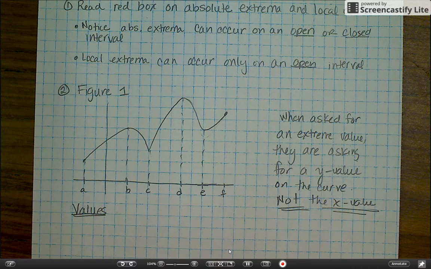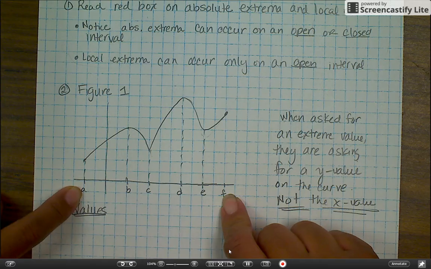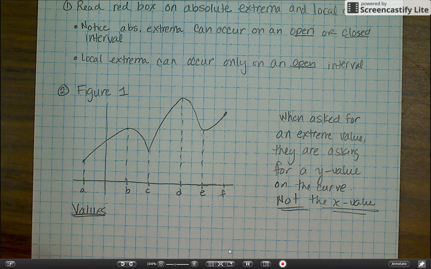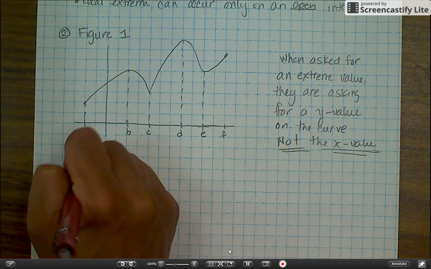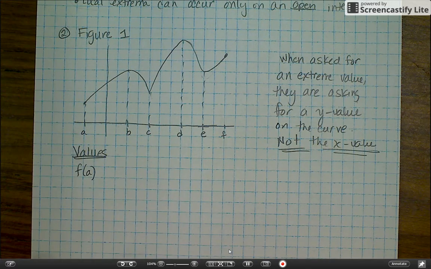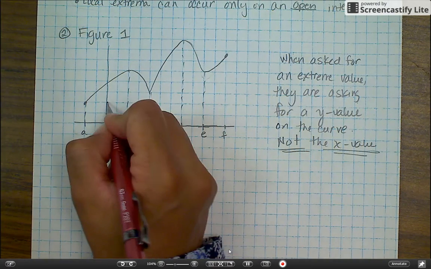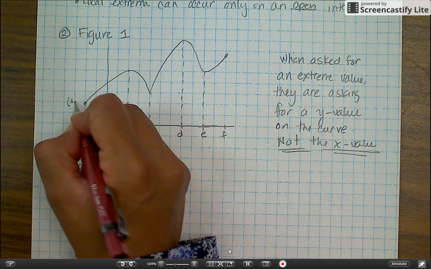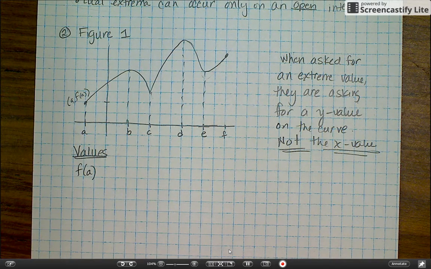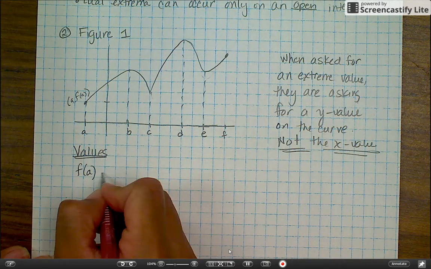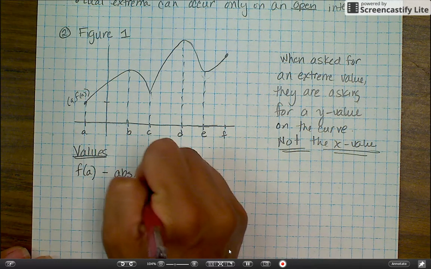Okay, so if we look at this graph, it has absolute extrema, it has local extrema, and this graph that we have here, from A to F, is actually a closed interval. I am going to look first at f of A, which is a y value. So here is my point A, and so this is A, comma, f of A. So I'm looking at the y value, f of A. F of A is an absolute minimum.